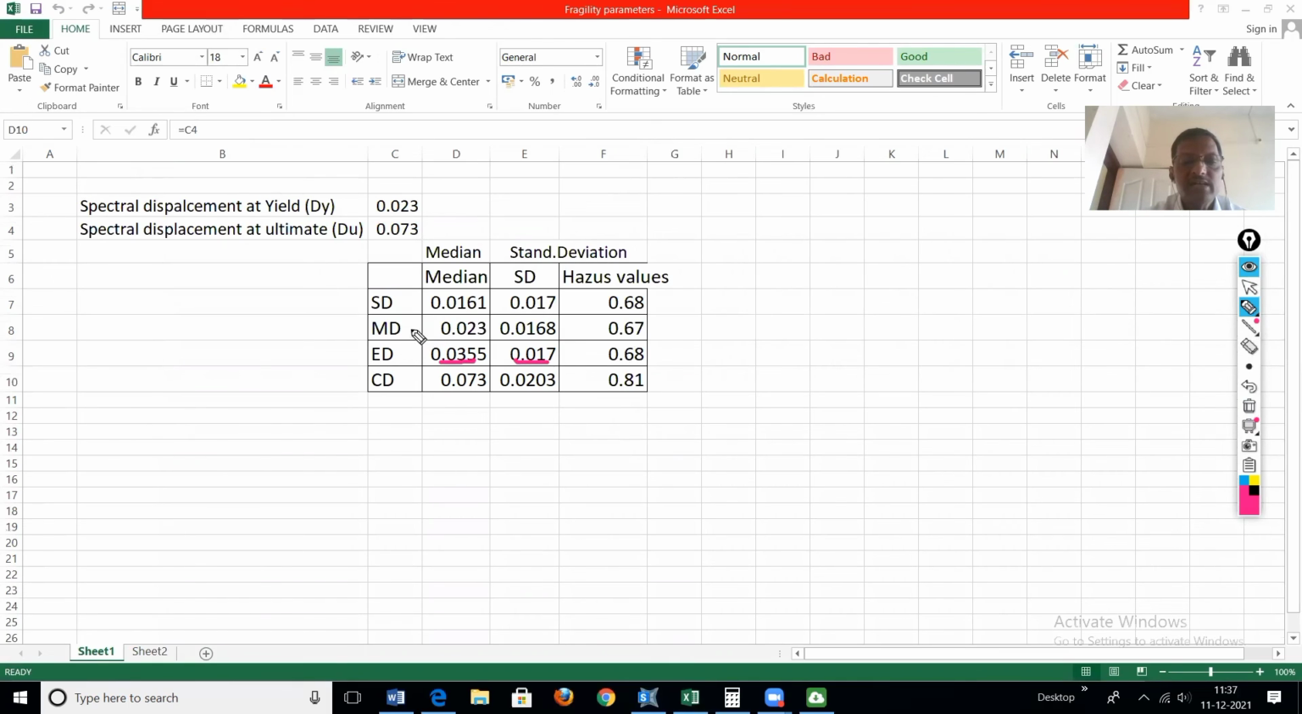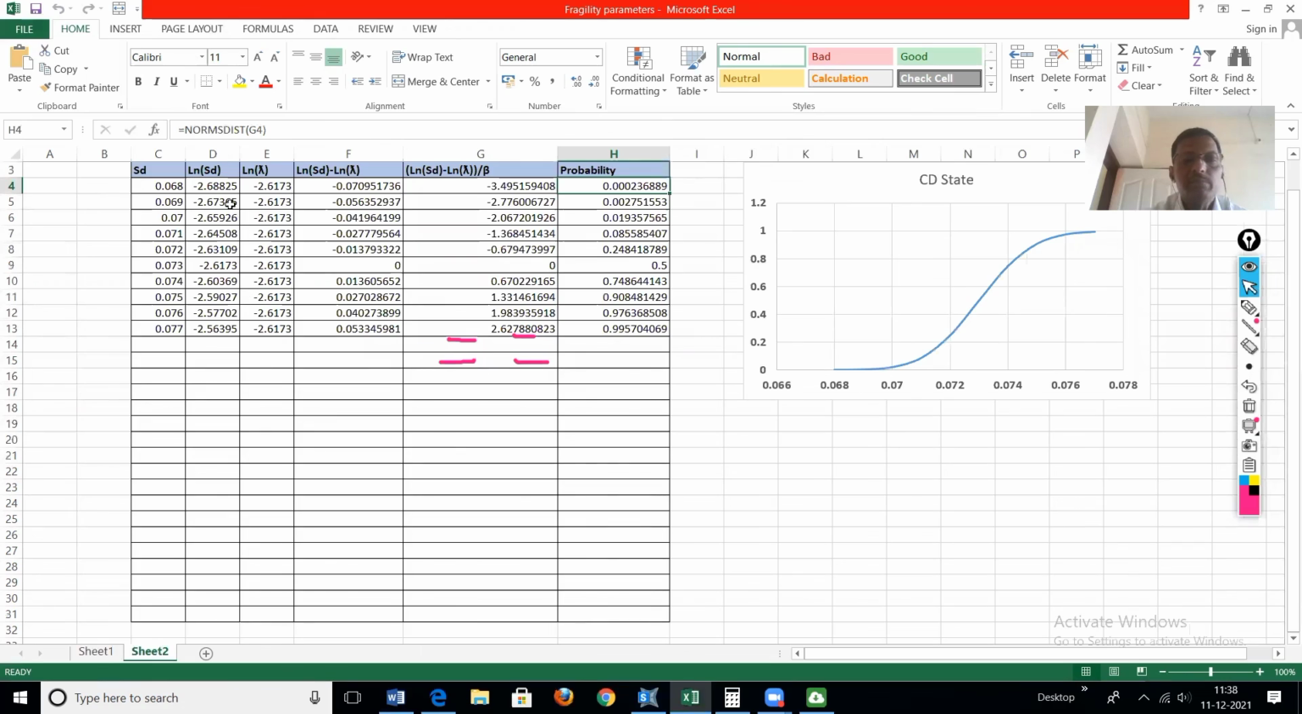Similarly, for moderate damage states, use this value as lambda and this as beta, in the same Excel sheet. Or my suggestion is to copy this particular table for the 3 locations. This is for complete damage states, and the second table is for moderate, extensive, and slight damage states. You just go on changing the lambda value and beta value, and then plot here. On the same plot you will get the 4 fragility curves.